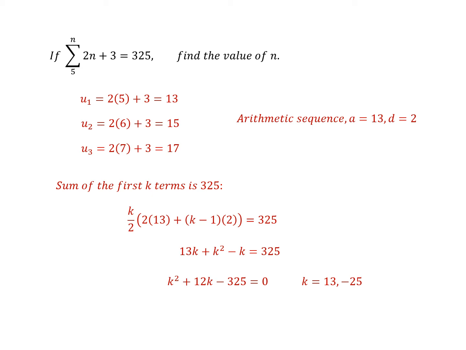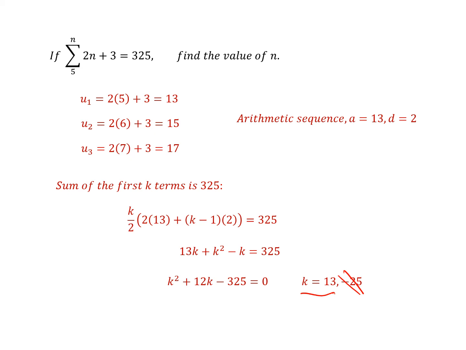They're both integer values, and we're looking for an integer value, but clearly minus 25, we can't have a negative number of terms in a sequence. So we can discount this value. We've got k is equal to 13. So we've got 13 terms.